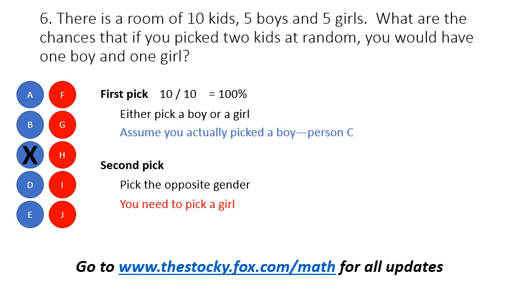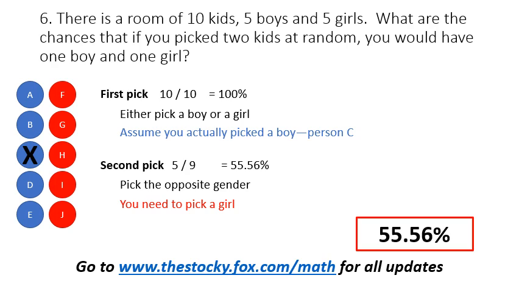How many girls are there versus how many total kids are there? Well, there are 5 girls out of a total of 9 kids. So the probability is 5 divided by 9, which if you did that on your calculator, is 55.6%. Now, that's your answer, because what you did is you multiplied the probability of your first pick, 100%, times the probability of your second pick, 55.56%, and that's your answer.